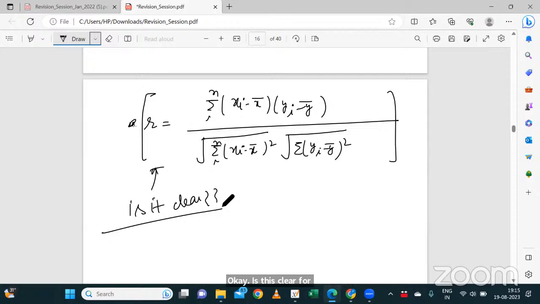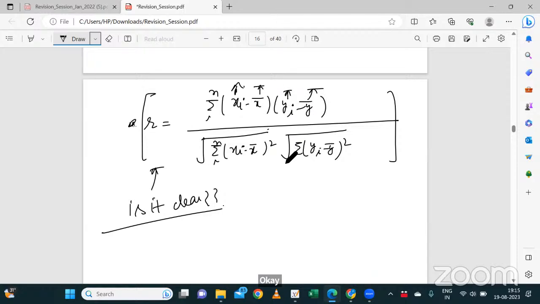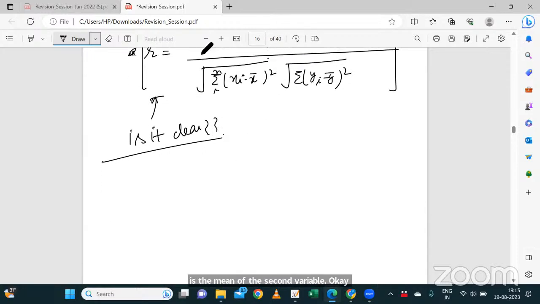Yes, sir. Okay. So next, will you be able to solve the questions, right? It's nothing but summation of xi minus x bar, yi minus y bar, right? Simple calculation. You are familiar with these notations, right? These are the observations. These are the means. This is the mean of the first variable, this is the observation of the second variable, and this is the mean of the second variable. Will you be able to do it? I'm hoping you guys are okay.